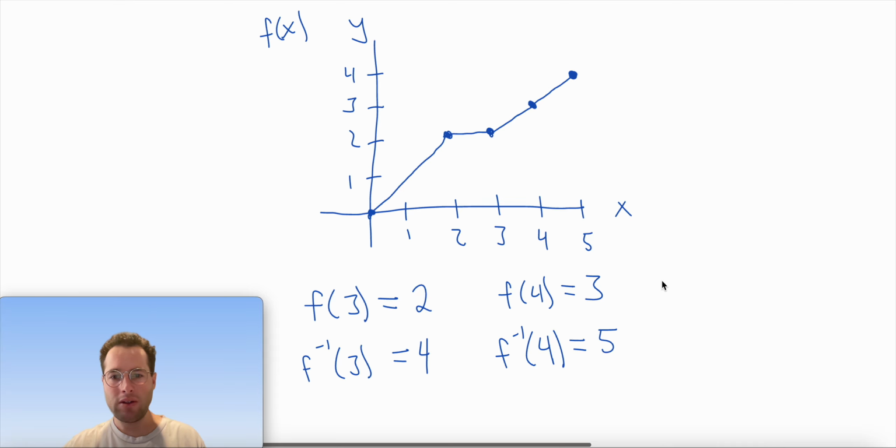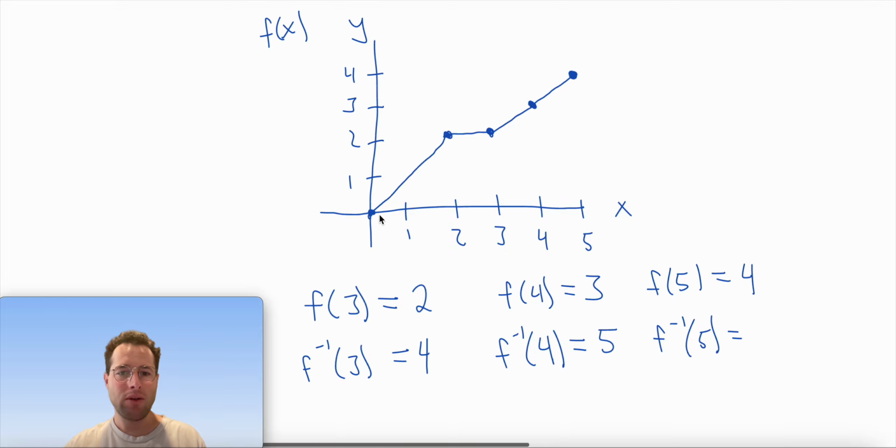All right, let's look at what is f of 5. Well, f of 5, we find 5, and that is going to be 4 here. What about f inverse of 5? What's that going to be? If we look on the y-axis and try to locate 5, we're going to notice that at that point there is nothing defined for the x value. And so in this case, f inverse of 5 is going to be undefined.